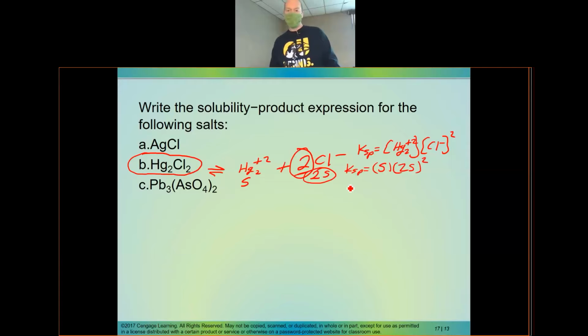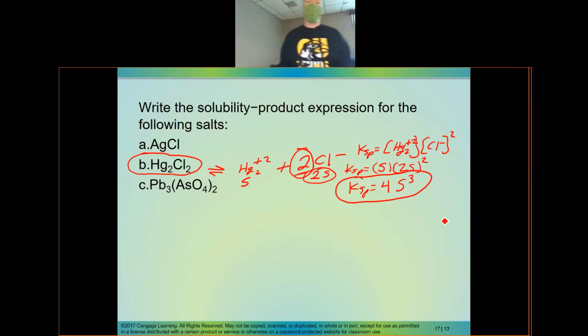Math errors are the most common here. Your Ksp is 4S to the third. Because when you square 2S, that's 2S times 2S. If you mess that up a lot, instead of writing squared, write it twice: times 2S again. And 2 times 2 is 4, and S times S times S is S to the third. Do not miss these because of a math error. Your Ksp then is 4S cubed.